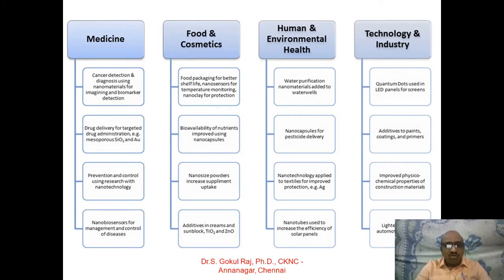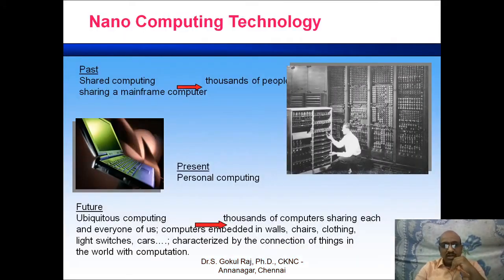If we see food, cosmetic and packages, we have nutrient nano capsules, nano powders, then titanium and zinc oxide. Of course, we use zinc oxide for ultraviolet protection from light, which can affect our skin. Then we have the human environmental aspect. Environmental aspect is an important phenomenon. Whatever technology we are going to adopt, we have to have a concern over the environmental issue. We simply cannot synthesize a material, use it and then throw it away. Then, technological: when we go for technology and industry, it includes lighter, stronger automotive materials.